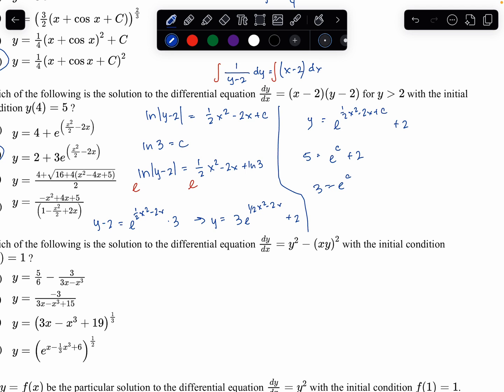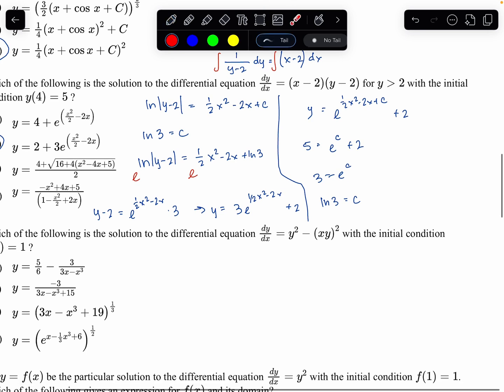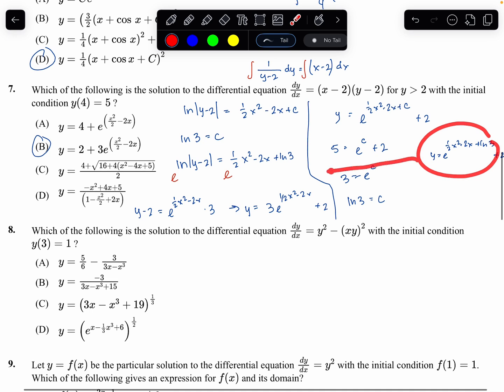And then I do get the same thing, don't I? So I'll use the natural log. I'll get the natural log of 3 equal to c. And then I'll plug that in back up here. So then I would get y is equal to e to the 1/2 x squared minus 2x plus the natural log of 3 plus 2.